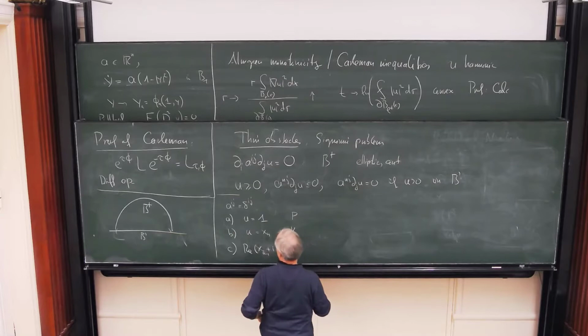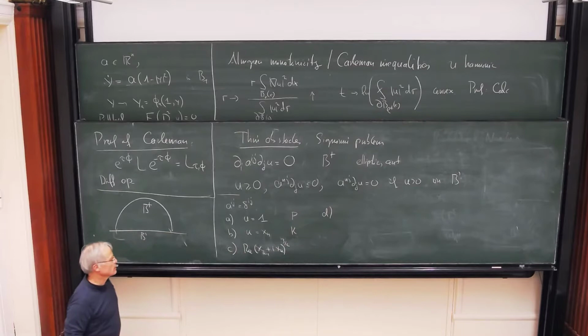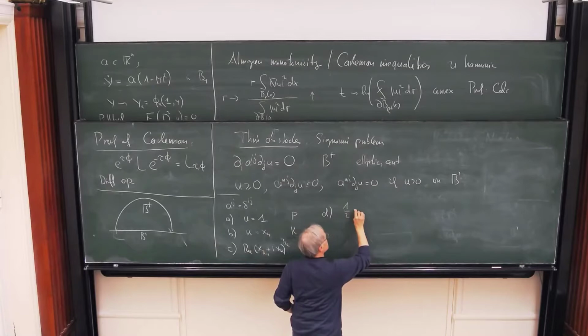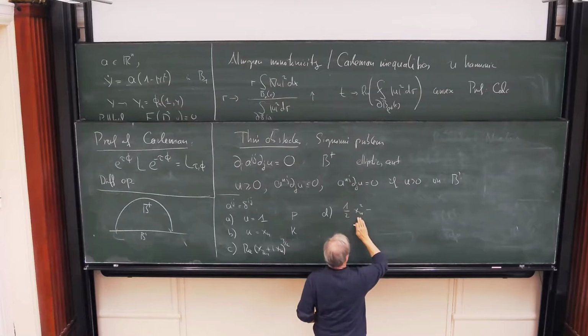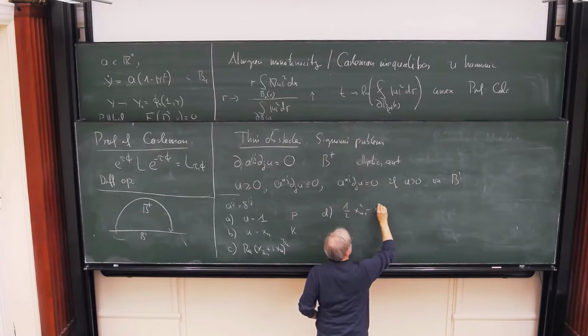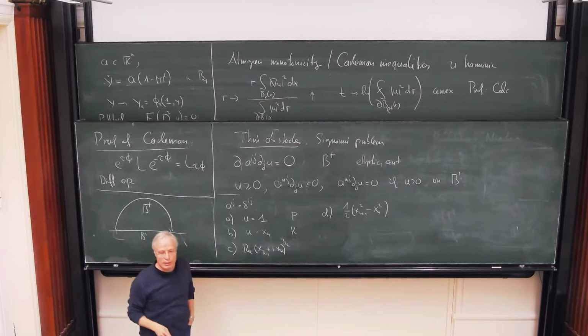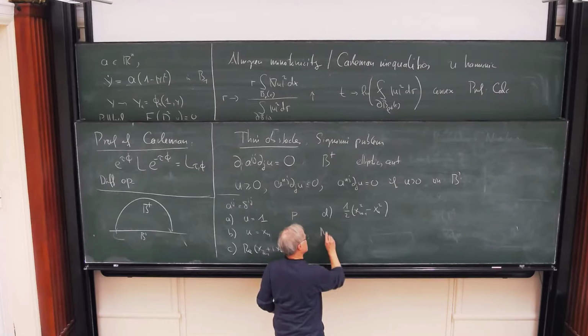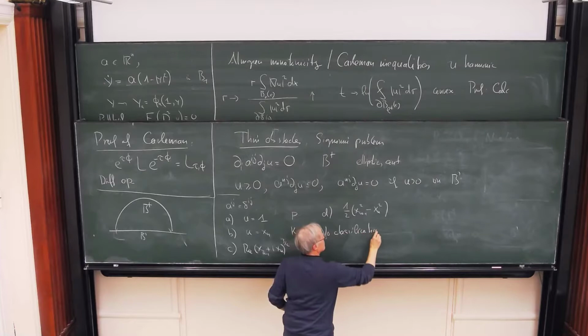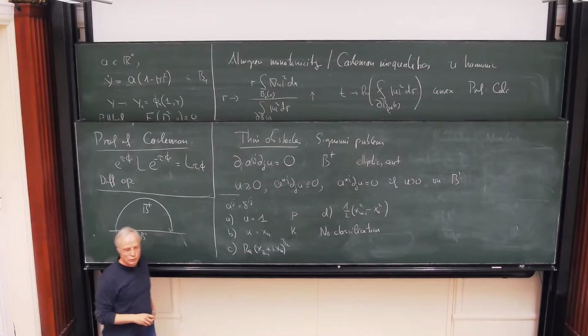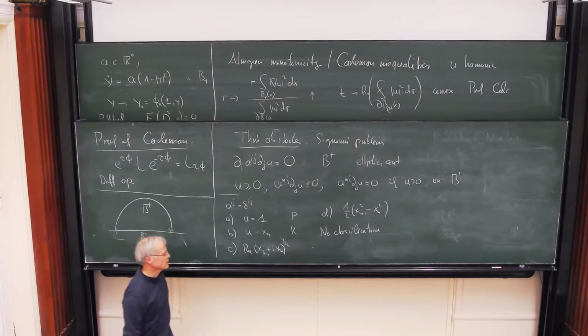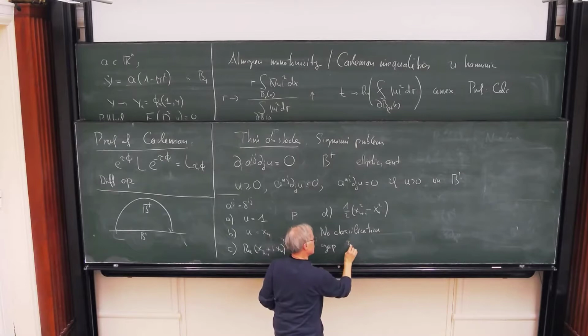And then there are, of course, other solutions to this problem, like one half x_n squared minus x_{n-1} squared. So this is a harmonic function, which is non-negative at the boundary. And of course, there are many others. The important thing: there is no classification, at least for n equal to 3, of those solutions. And then there is a gap. What is known is that there is a gap between the homogeneities 3 over 2 and 2.